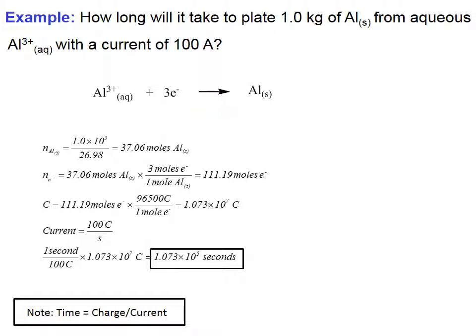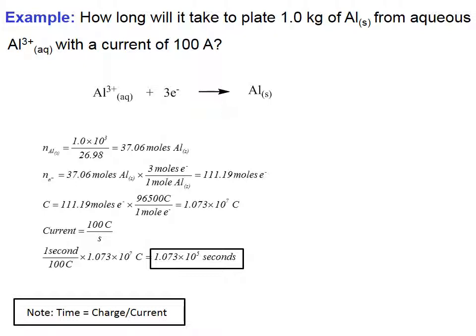The number of moles of aluminum that I wish to plate is 1 kilogram, or 1,000 grams, and there are 26.98 grams per mole, which is the molecular weight of aluminum. So I want to plate 37.06 moles of aluminum onto my spoon. So it's a big spoon if it's 1 kilo, isn't it? But that's how much aluminum I want to transfer. So I've got to times that by 3 to get my number of moles of electrons. Okay, so times 3. So I want to pass 111.19 moles of electrons.